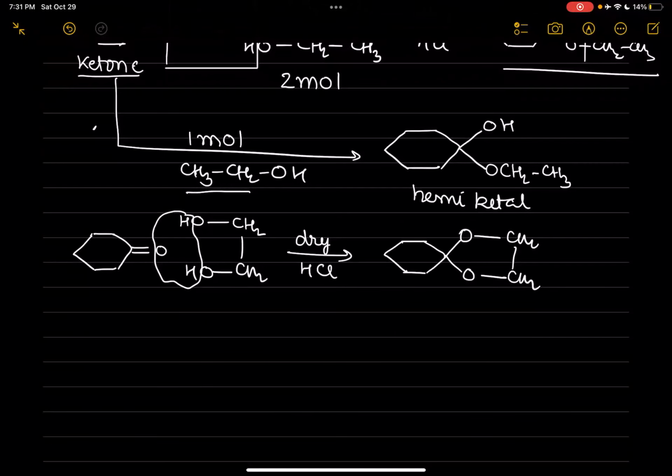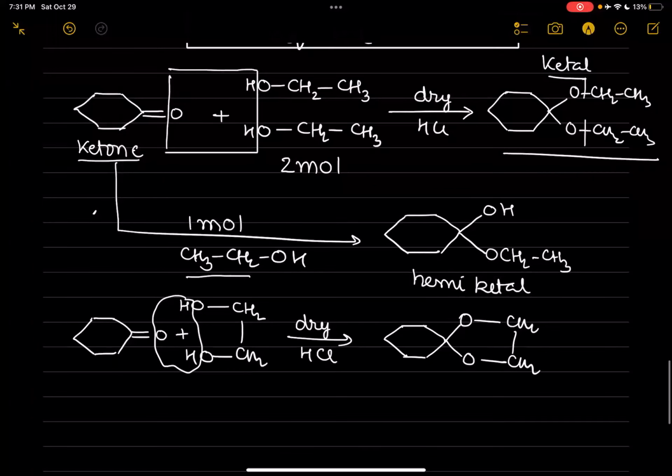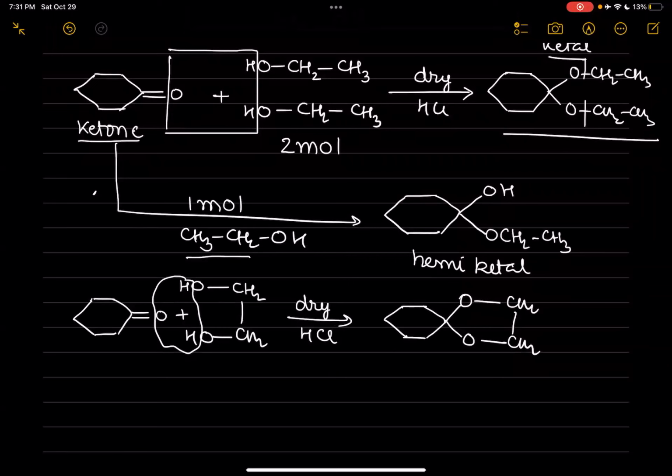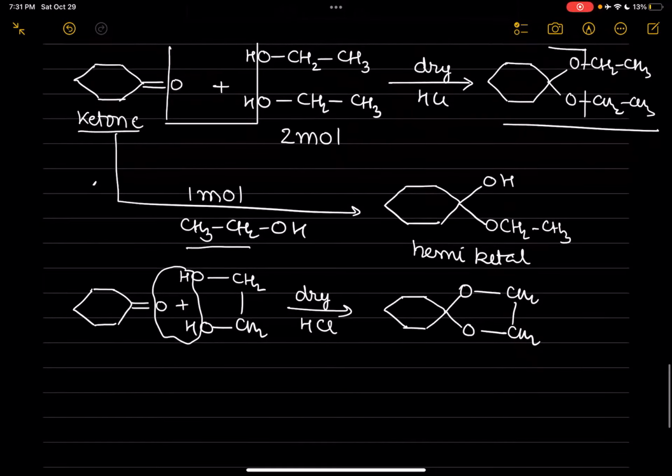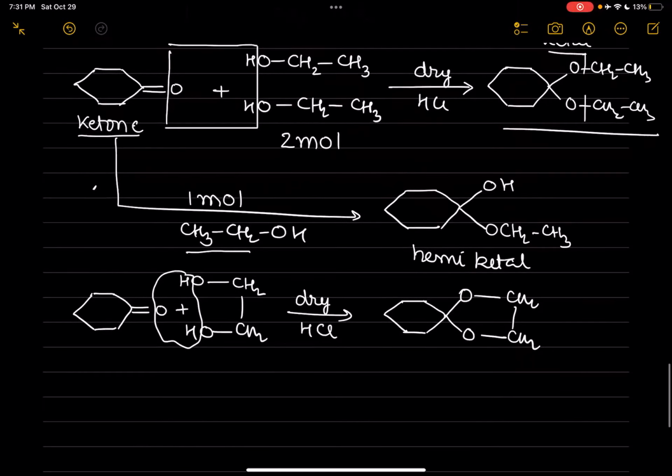So why will it be easier? Actually, what happens is if more molecules combine together, there is going to be more entropy drop. Is it clear? You know entropy drop, delta G equals delta H minus T delta S. You remember that from 11th class? Yes, sir. Okay.